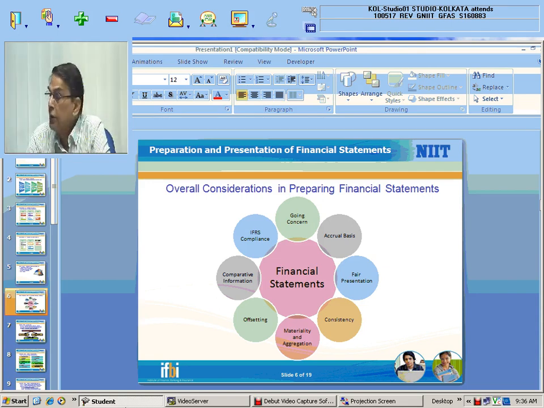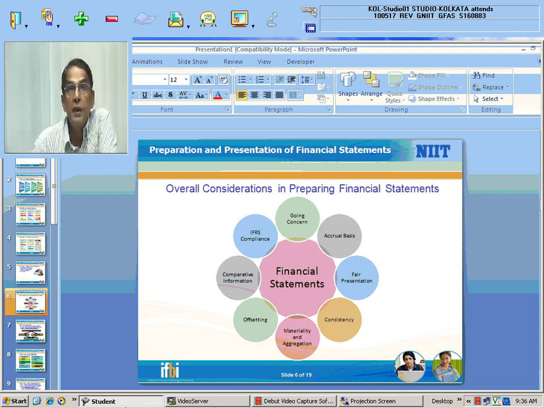And of course, IFRS compliance. That means various accounting standards are required to be complied with. So in preparation of the financial statements, the various accounting standards or IFRS should be complied with.